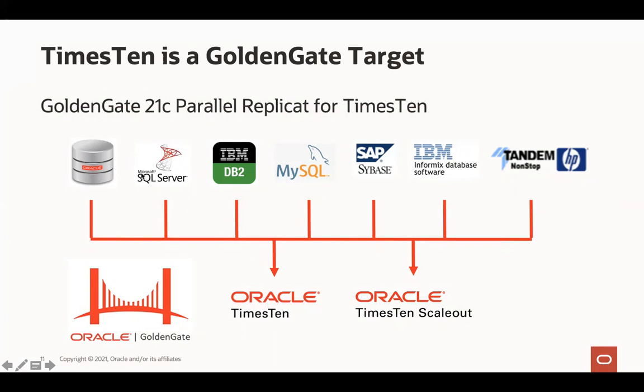So by using GoldenGate, you can capture the committed inserts, updates, deletes from these system of record source databases, and replicate them either to the single instance version of TimesTen or the clustered version of TimesTen, being TimesTen scale-out. So if you want to get really fast, read-only access to your data in TimesTen, you can use GoldenGate to capture, push, and apply that data of interest to the TimesTen in-memory database. That's pretty cool. If you want to go really fast, the GoldenGate 21c parallel replicat for TimesTen is going to apply that data to TimesTen in parallel with transactional consistency.